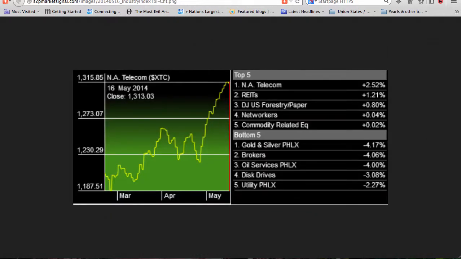Industry rotation the last 2 weeks. All of the top 5 industries are positive, and all of the bottom 5 are negative. Bullish, REITs continues in the top 5. Networkers has entered the top 5. Gold and silver leads the bottom 5. Computer hardware has left the bottom 5. Bearish, disk drives continues in the bottom 5. Brokers has entered the bottom 5. Semis has left the top 5.